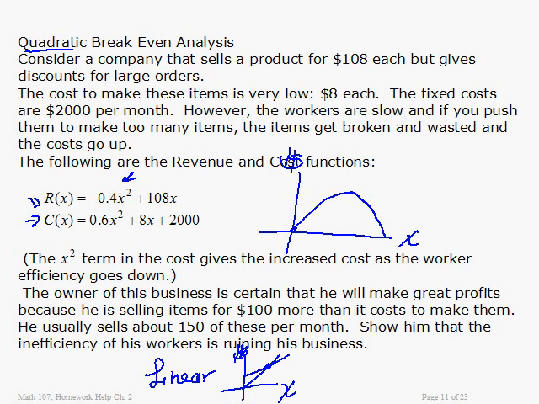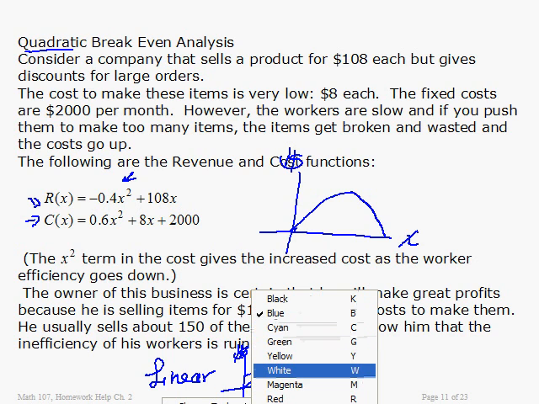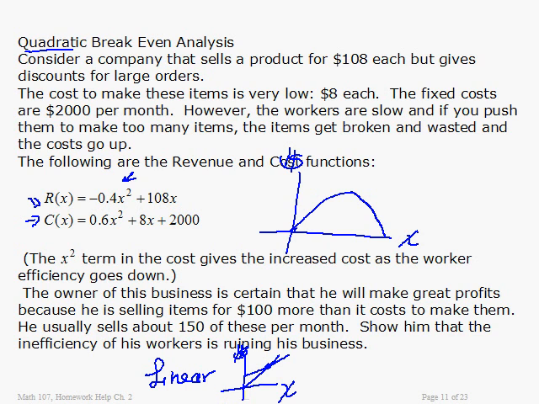The cost function. Let me try to change color here. There's red. Okay. Now, when x equals 0, the cost is here. But look at this. This is a parabola that opens up. Well, I'm just going to draw a representative one here. Okay. It might have a piece over here, but who cares about that because you don't make negative items. All right. So here's your cost, and this one was your revenue function.